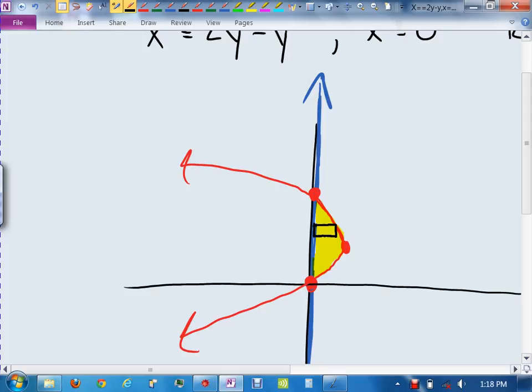Remember what we were doing last class, we were trying to act like we were standing on the axis of rotation, looking out and saying what's the outer and the inner, right? So what's the outer function for me if I'm standing looking that way? It's the red one, which is 2y minus y squared. And what's the inner function? X equals 0. Yep, right to left. Right is the outer, left one is the inner.